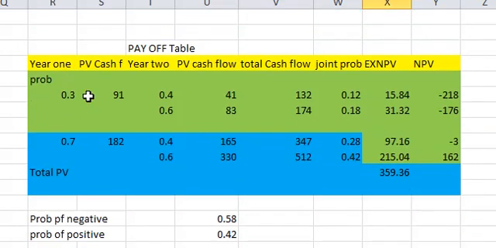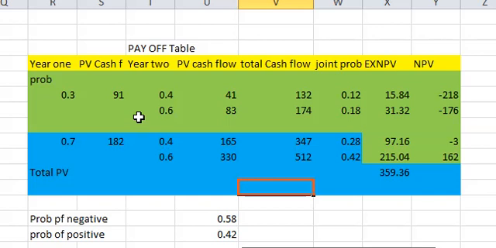So in our payoff table, we still have the probability, which is 0.3 and 0.7. This is our cash flows in year 1, 91 and 182. We go to them from the other table. So in year 2, these are the probabilities in year 2, and our cash flows in year 2 are these ones. Now, what we do is to get our total cash flow. So when we are getting the total cash flow, we first look at year 1.